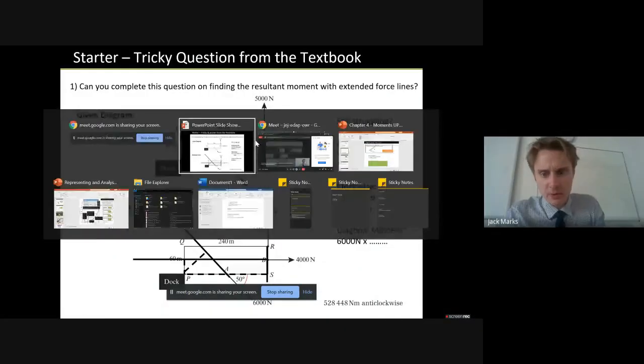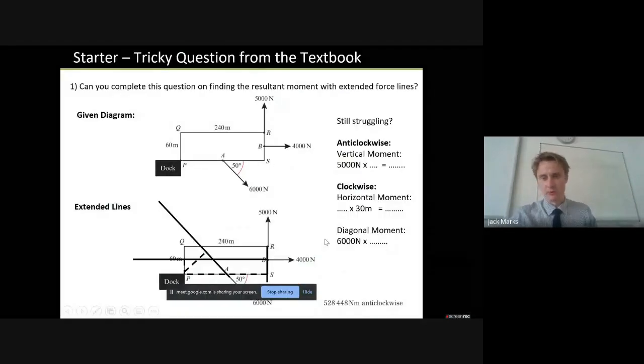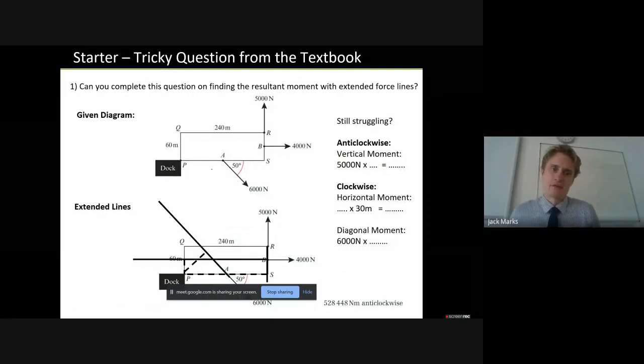Okay, things are going to get a little bit more difficult here, so please make sure that you've really spent some time on the previous sections. So first thing I wanted to do is cover this question from the book. What do you do if you can't really see the moment? Okay, so here's a good example where sometimes you need to extend the line of the force.